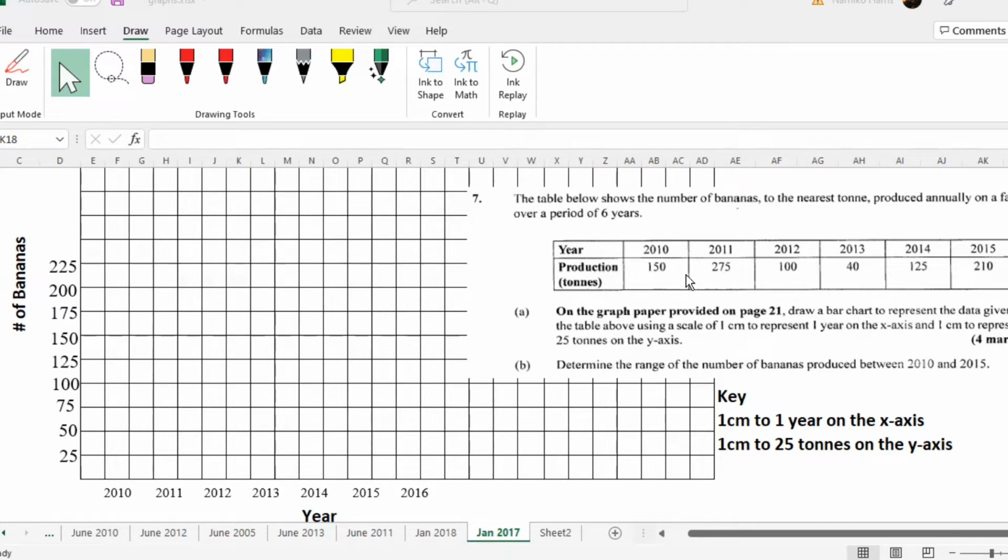So what we know with a bar chart, unlike with histograms, so you'll see histograms questions that we've worked before where the bars are joined. When we're looking at a bar chart or a column chart, the bars are separated, so there is space between each bar. So if we start with the first column, which is 2010, the year, with a production of 150, and this production tells us the height of the bar. So let's go and construct our first bar.